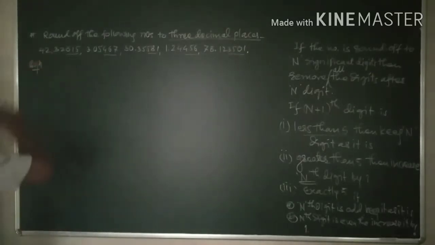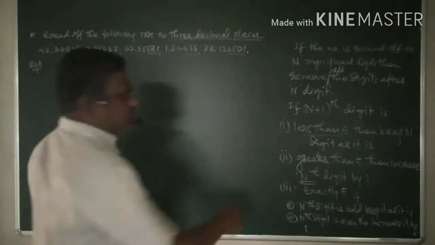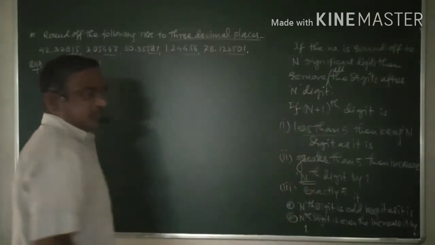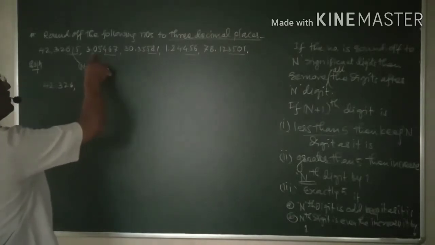Let us go for a very fast one. I need to change this one, and therefore this 1, 2, 3, and therefore this is the n plus 1 digit, right? Now 1 is there, which is less than 5, and hence keep that as it is. So 6 you need to keep as it is. Therefore what happened here is 42.326.